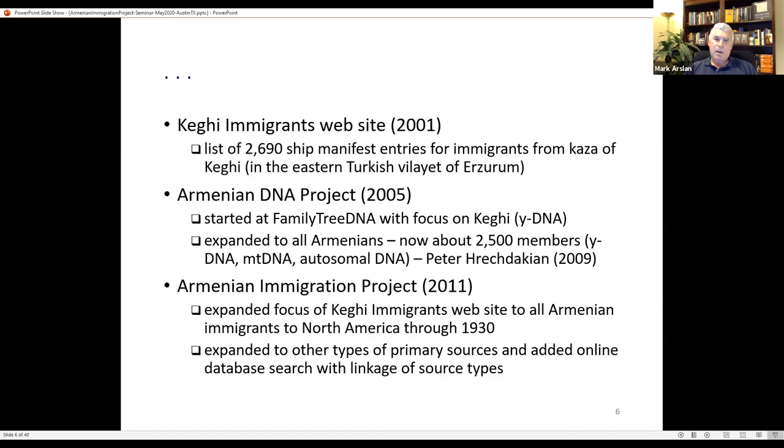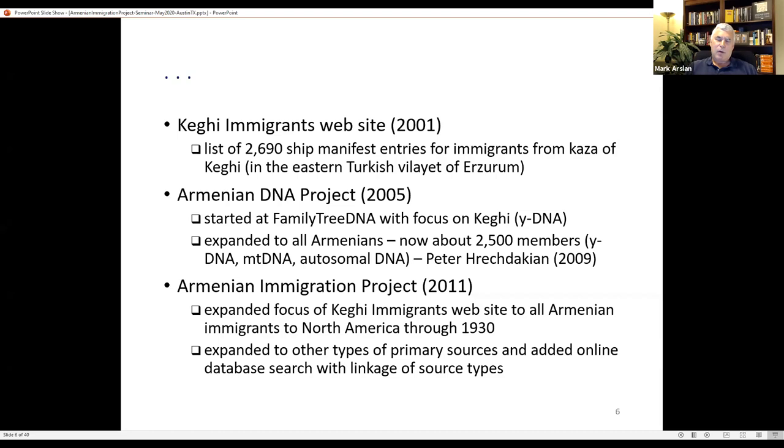And then in 2005, Family Tree DNA started a service where you could order Y chromosome DNA tests and compare your DNA to try to find relatives. So I started the Armenian DNA Project in 2005. I was kit number one. I think I only found maybe 20, 25 people.